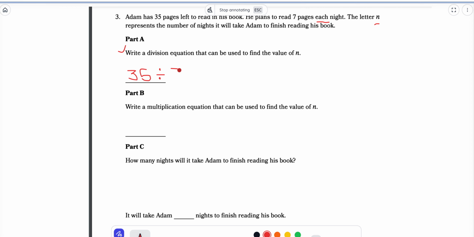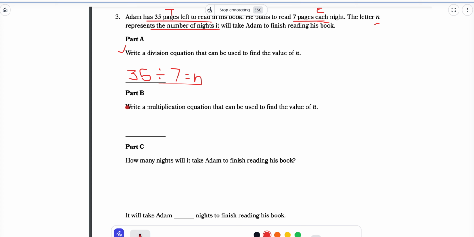I'm going to quickly remind you of how we know it's a division equation. It tells us he has 35 pages left to read. They gave us our total. They also gave us the number he's reading each night. We need to figure out, as it's asking us, how many nights is it going to take? So we have our total, our big number. We also have to use the other number they give us in the question. Every time we're given the total, it's a division equation.